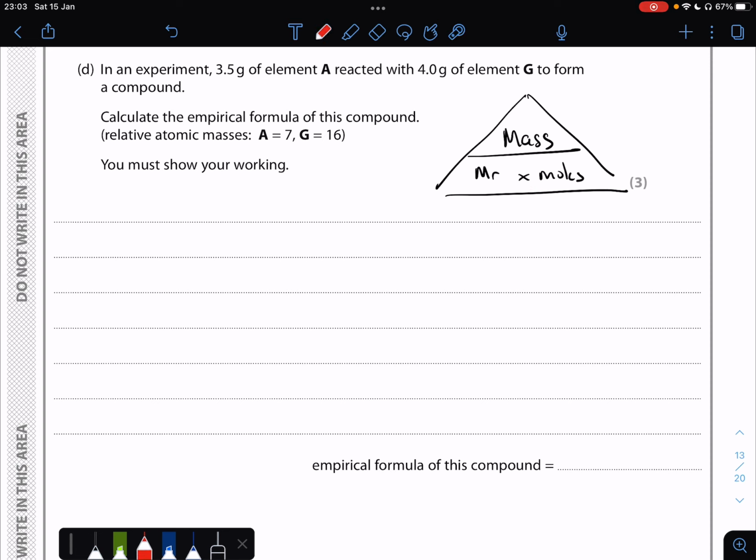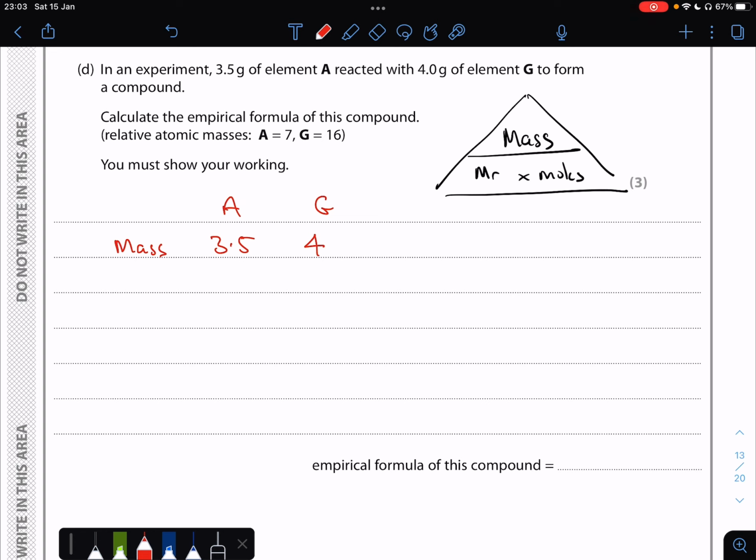And what I'm going to do first of all is, the two elements are element A and element G, and I first write down the mass that I've got of each. So it tells me that in experiment 3.5 grams of A reacts with 4 grams of G.